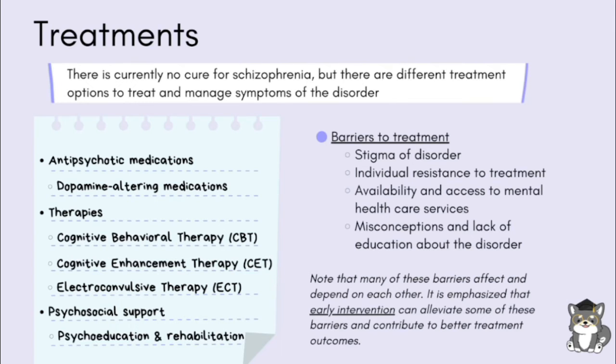Note that many of these barriers affect and depend on each other, but one of the most important takeaways for the treatment piece is the significance of an early intervention. So, understanding one's symptoms and seeking help as early as possible can lead to earlier diagnosis and earlier treatment, which combats the barriers of treatment we noted and can also contribute to better treatment outcomes.